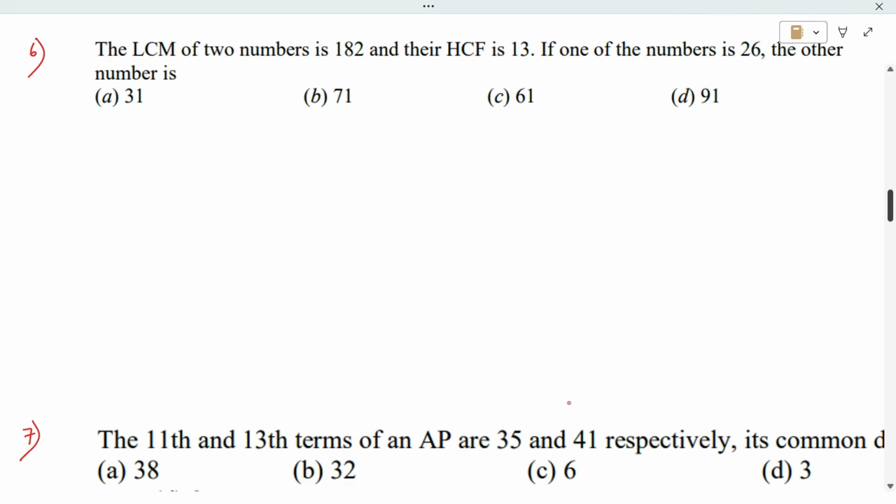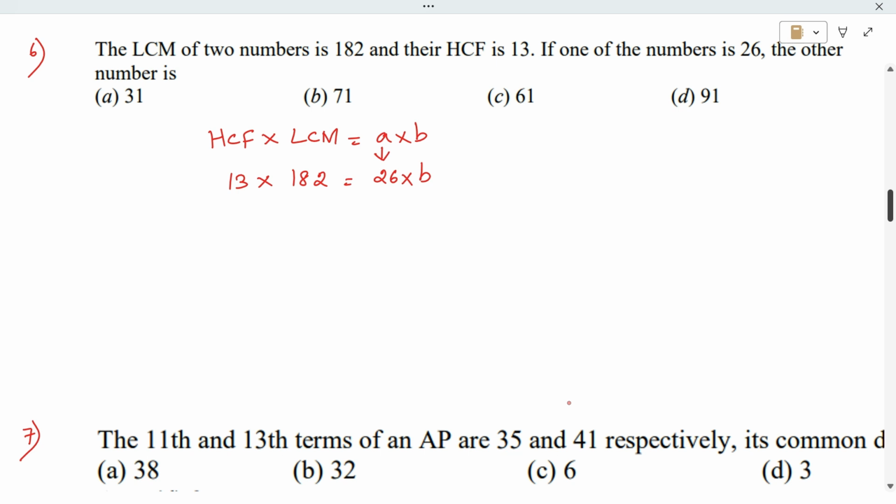The LCM of two numbers is 182 and the HCF is 13. If one of the numbers is 26, then the other number is. So we know the relation HCF into LCM is equal to the product of two numbers. So A and B are the numbers, isn't it? So I'm going to substitute HCF as 13, LCM is 182, and one of the numbers I've taken for A, which is 26, and I don't know the other number. I'm keeping B as it is.